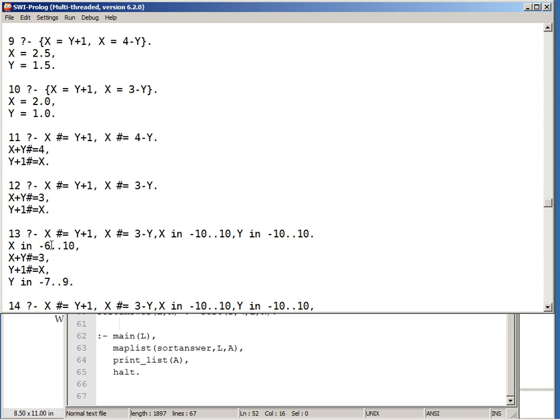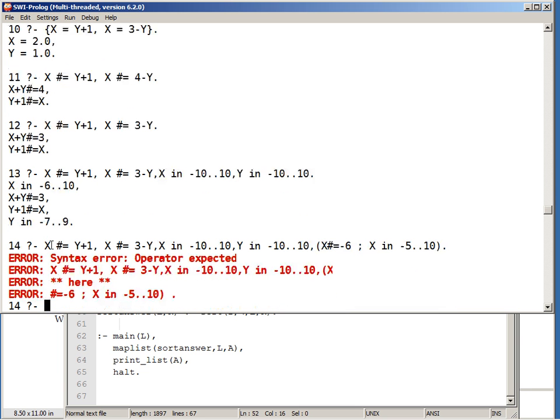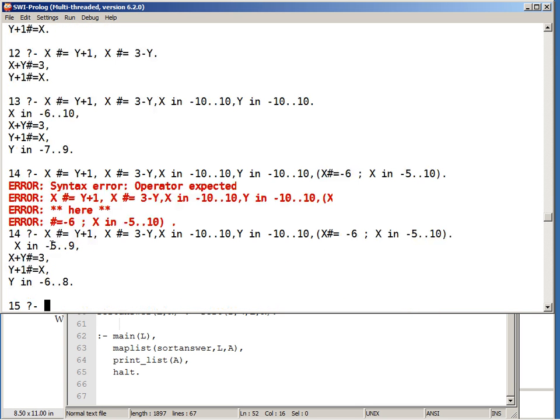If we look at x in minus 6 to 10, that can be rewritten as x is minus 6 or x is in minus 5 to 10. So I can write x in this way. We can create a choice point.